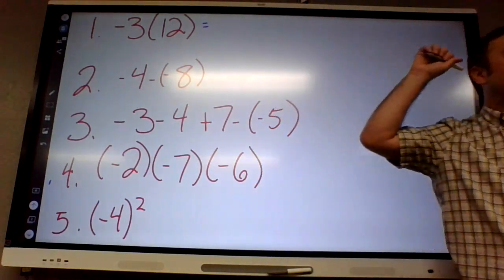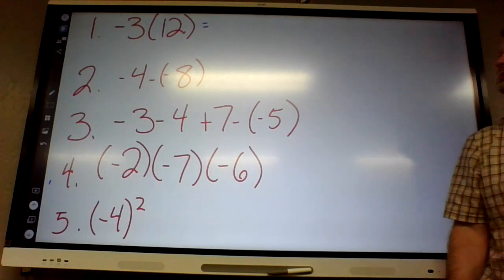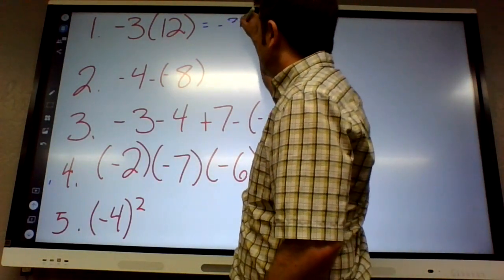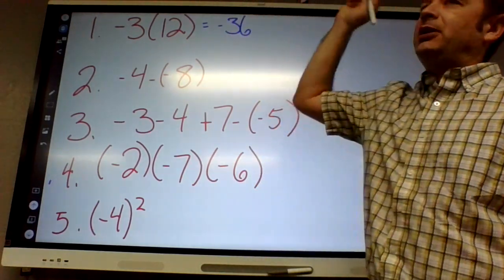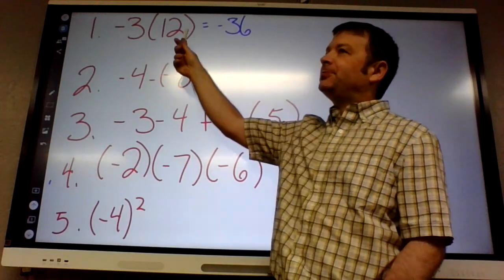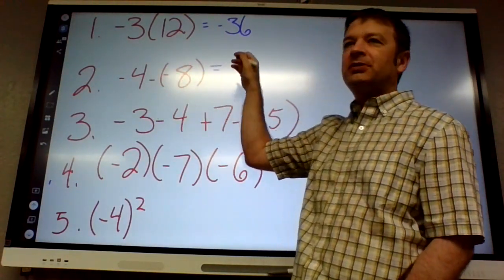Okay. Anybody want to start? All right, Moses. So, negative 3 times 12 equals negative 36. Right. When multiplying and dividing, one negative makes a negative. Two negatives makes it positive. That's multiplying and dividing. Adding and subtracting, totally different rules. Let's go.